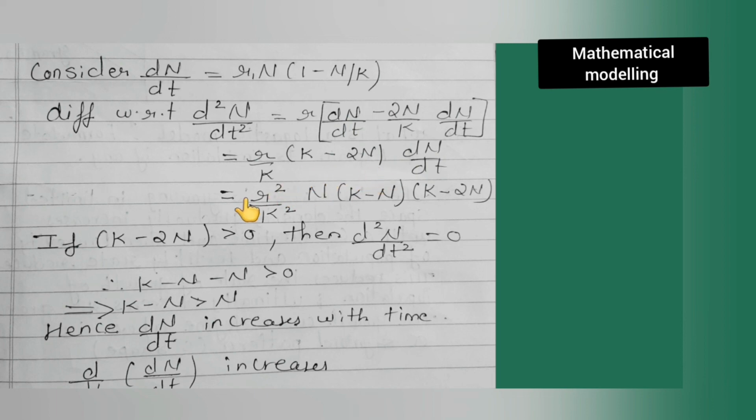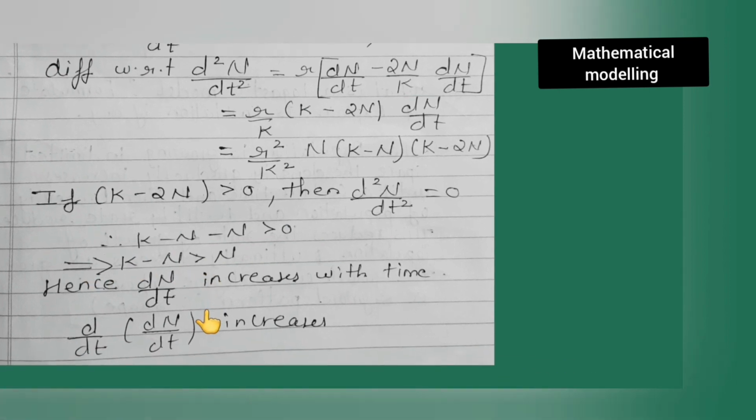Okay, now this is equal to what? r²/k² you are going to get. So n into (k − n) into (k − 2n). Okay, this is what you are getting. So if k − 2n is greater than 0, if this value is greater than 0, then d²n/dt² is greater than 0. Therefore this can be written in this form, right? k − n − n, minus n minus n is nothing but minus 2n. It's greater than 0. So this implies k − n is greater than n. Hence dn/dt increases with time.